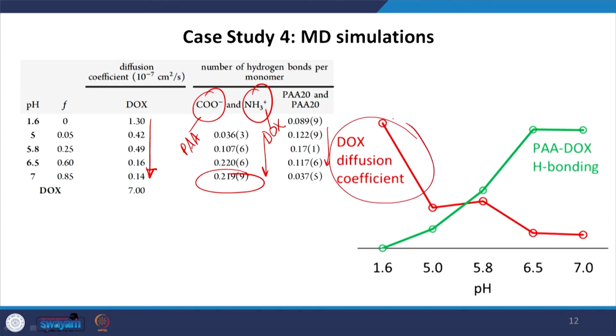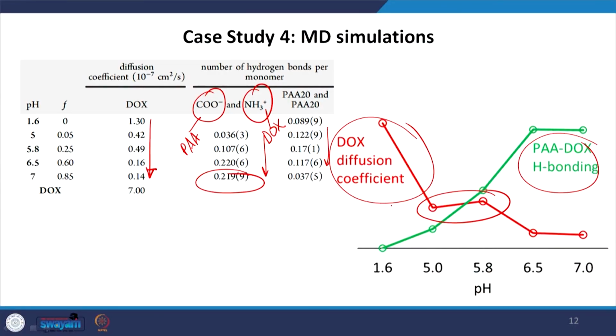And then again we find a very interesting trend of how the diffusion coefficient of dox decreases with pH and how the hydrogen bonding increases with pH. There is some interesting trend in between, and that comes from the fact that when we are at around that pH, there are COO minus COOH hydrogen bonding that we have discussed in the previous case study, and this is what gives rise to slightly non-monotonic behavior in an intermediate pH range.